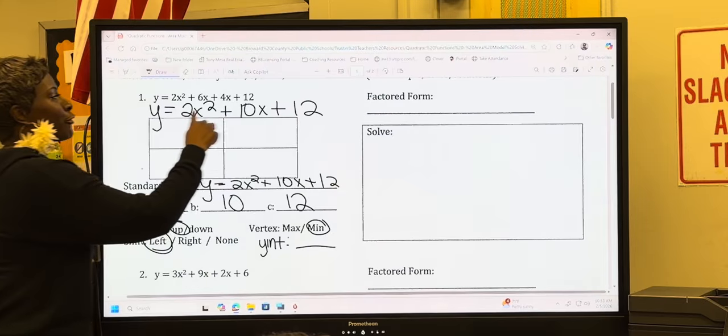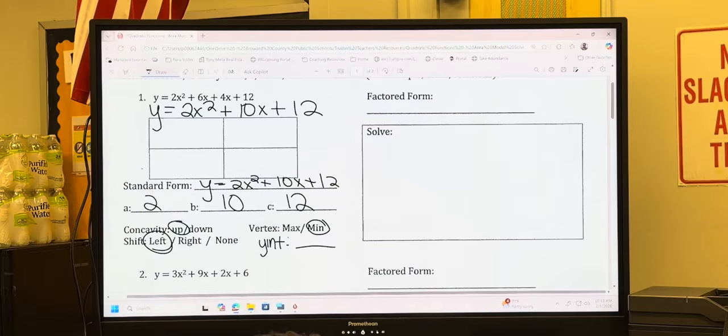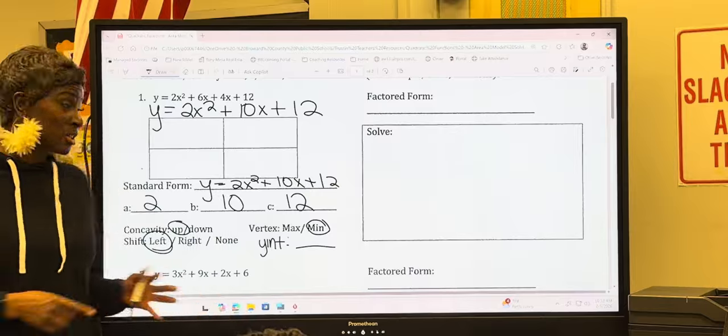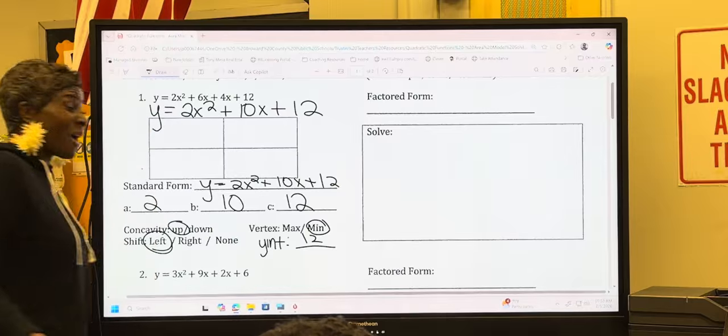What part of standard form gives me my y-intercept? C. What is our C? 12. So where's this thing going to cross the y-axis? At 12. So now I got some clues.